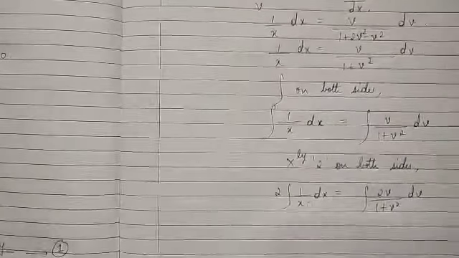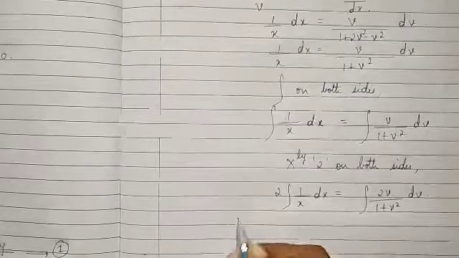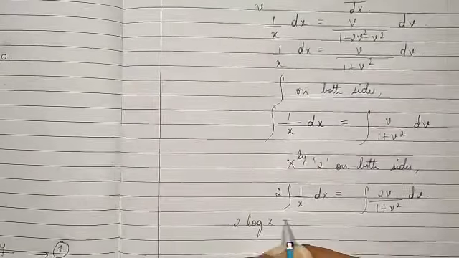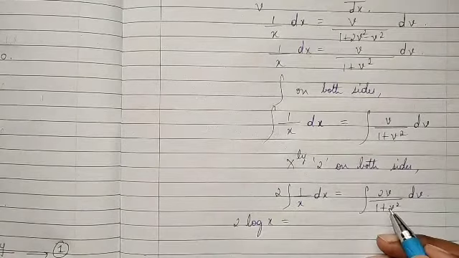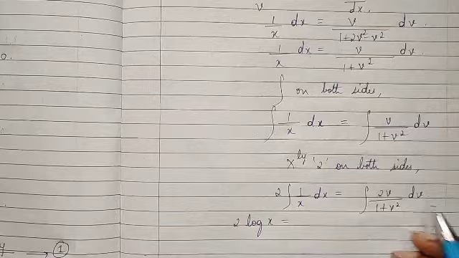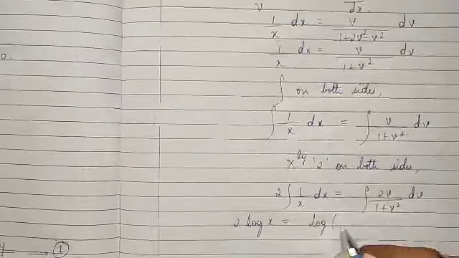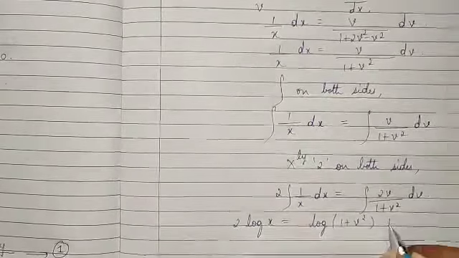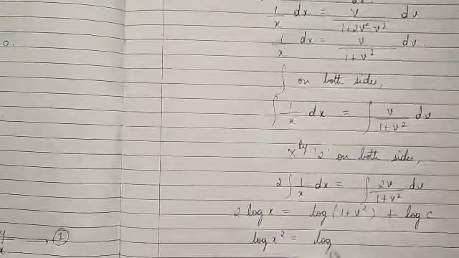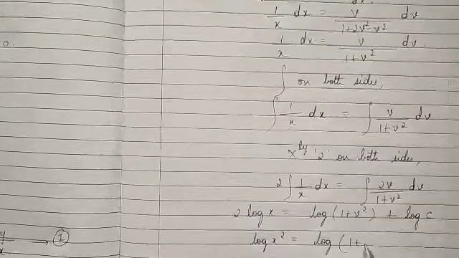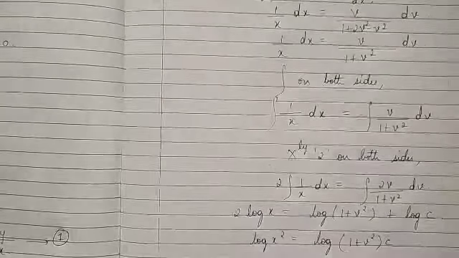So now here, what is the integral of 1 by x? It is log x. Here this is of the form integral of f dash of x by f of x is equal to log of the denominator, right? Log of 1 plus v square plus, I'm taking the integration constant as log c. So this can be written as to the power, right? So this can be written as log x square is equal to log m plus log n, that is log mn, right?